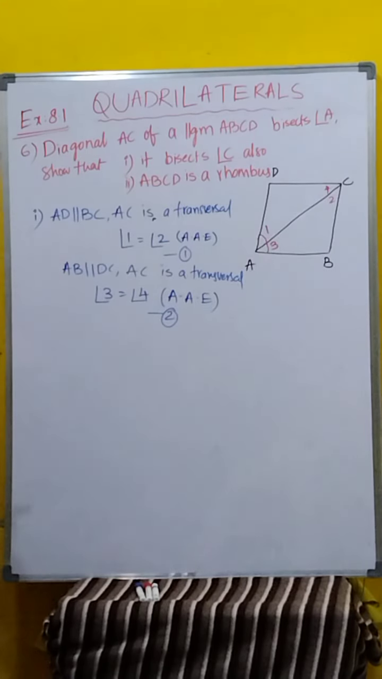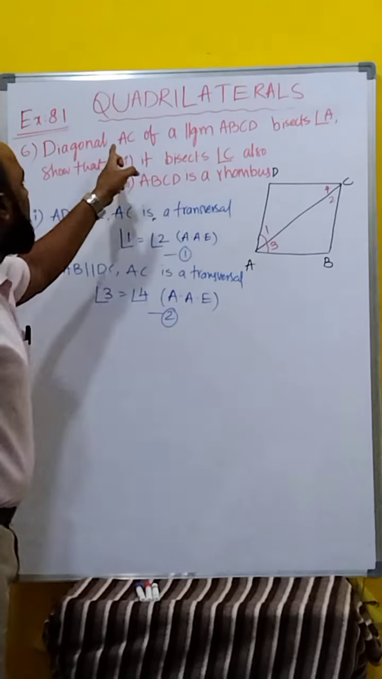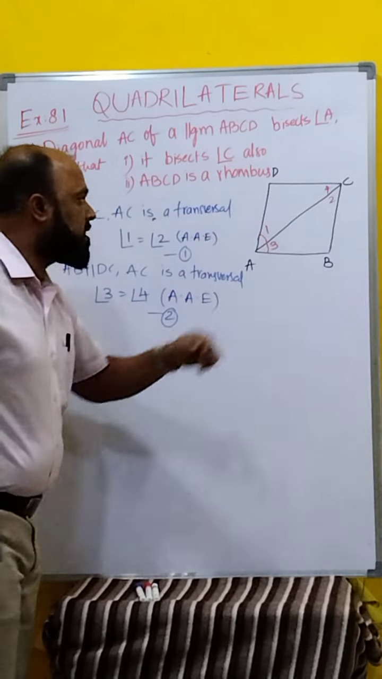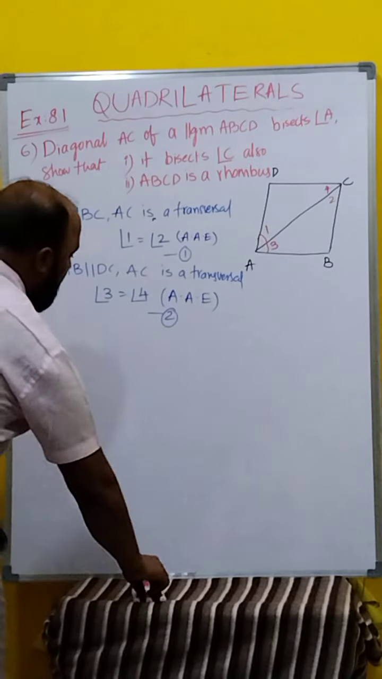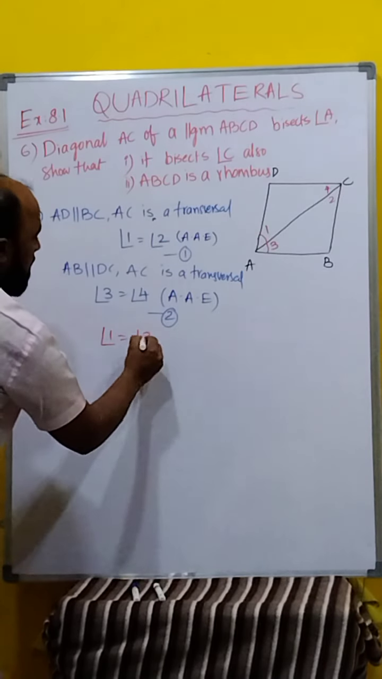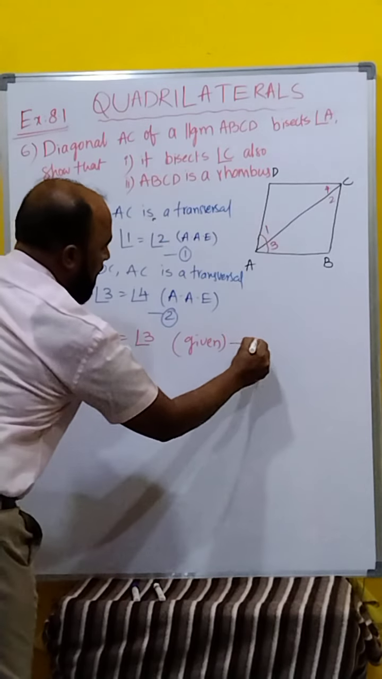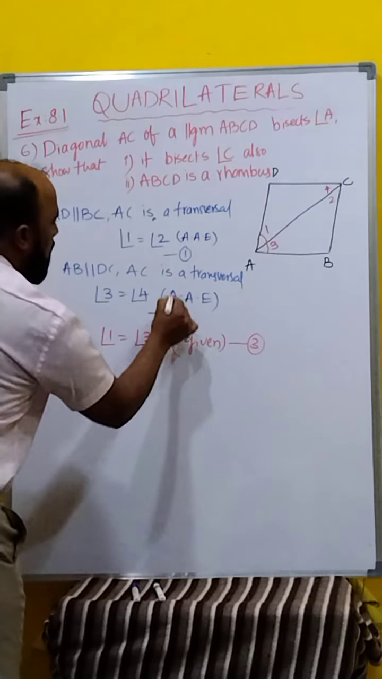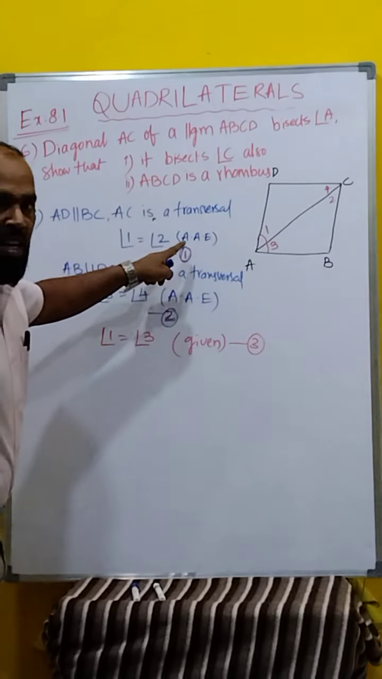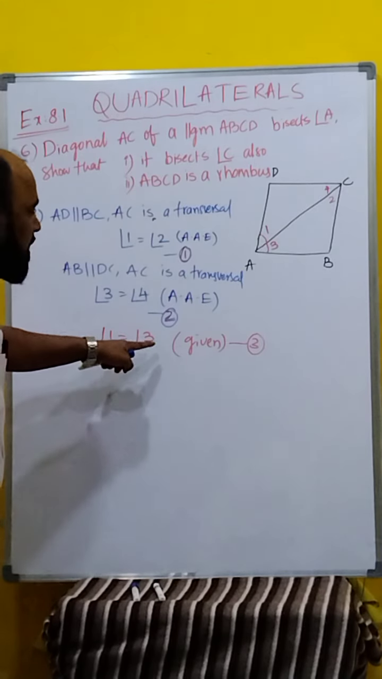Clear children? Now what is given? The diagonal AC is bisecting angle A. Already given that. That means angle 1 is equal to angle 3. That is given, we can take this as number 3. Now observe here: angle 1 is equal to angle 2, angle 3 is equal to angle 4, angle 1 is equal to angle 3.